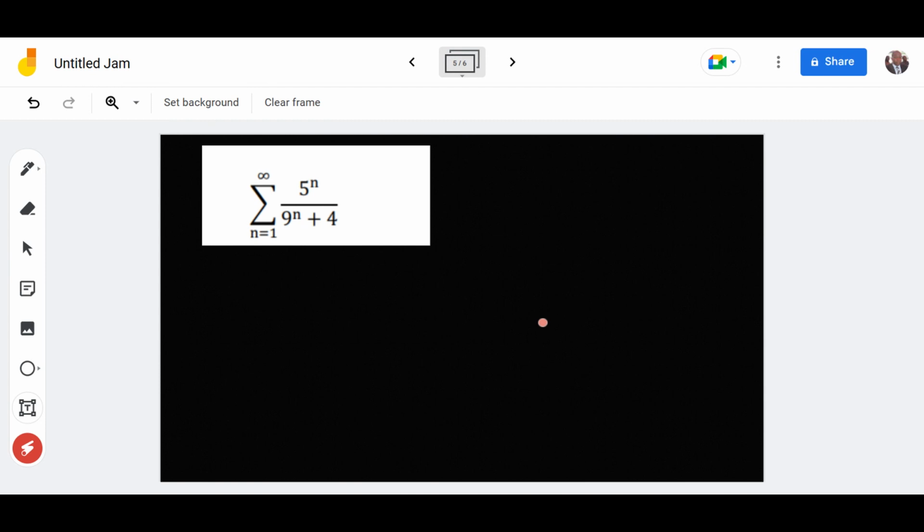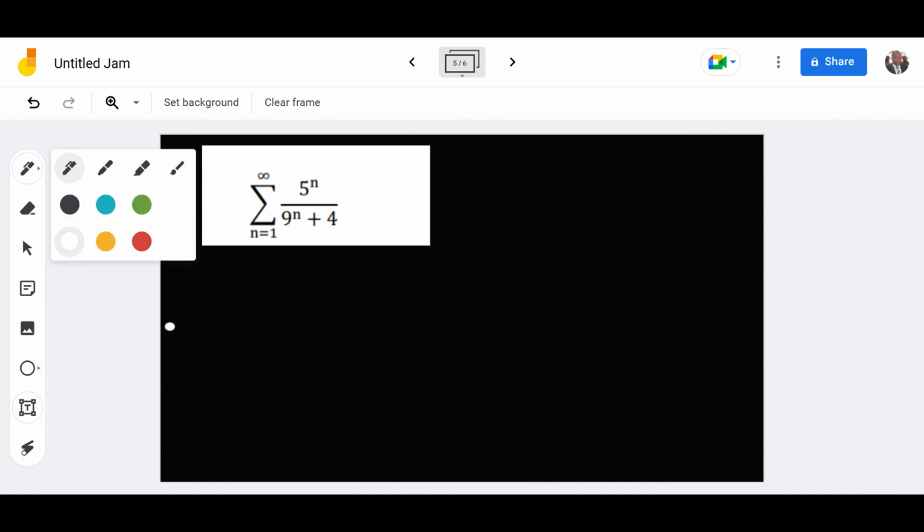We'll look at this question. We want to find out whether this series converges or diverges. So we have to create a modified version of this series. Now, you ask yourself, which modified version are you going to create? Is it a P series or a G series?